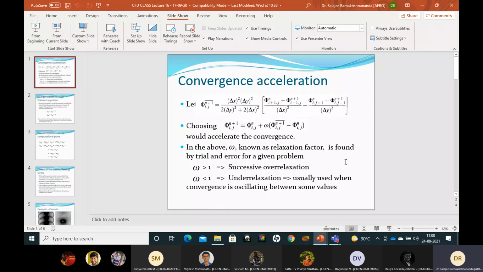So the last class we saw the convergence acceleration. We derived the FDE for the Laplace equation in the form shown in the first equation. But then we said that phi at I comma j at n plus 1 is on the left hand side. On the right hand side you have phi n at I plus 1 comma j, then I minus 1 comma j at n plus 1, which means we are actually replacing the I minus 1 with the latest value, phi n plus 1.